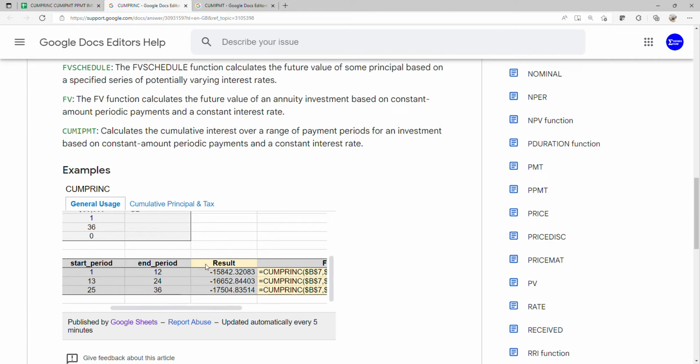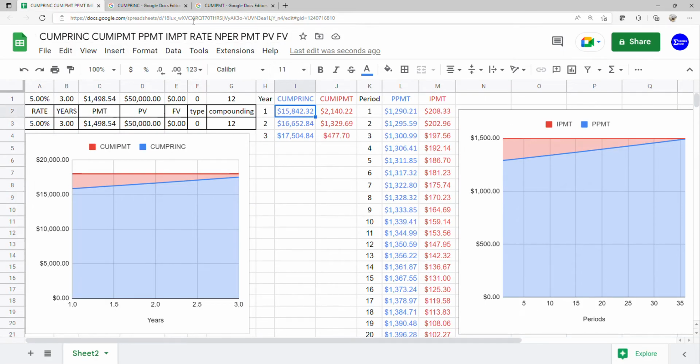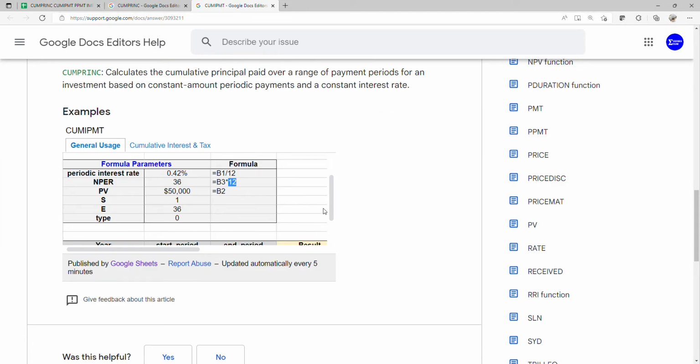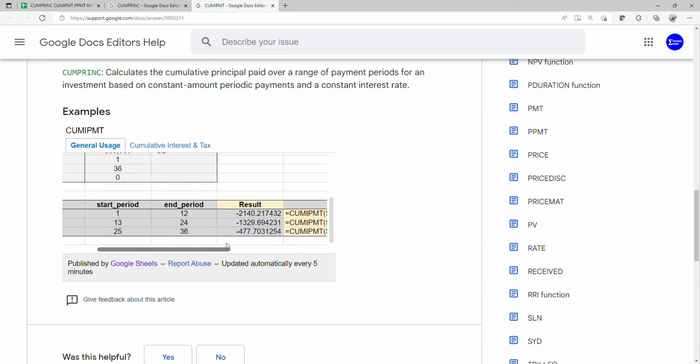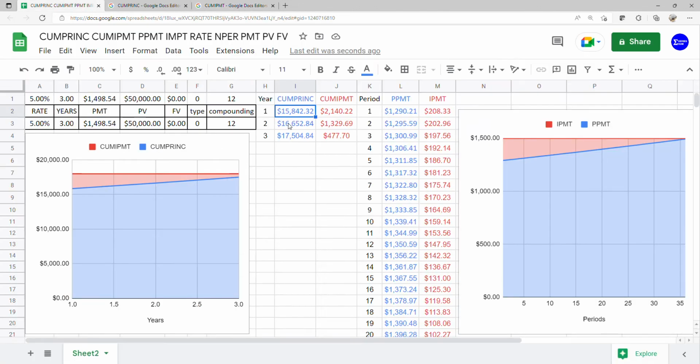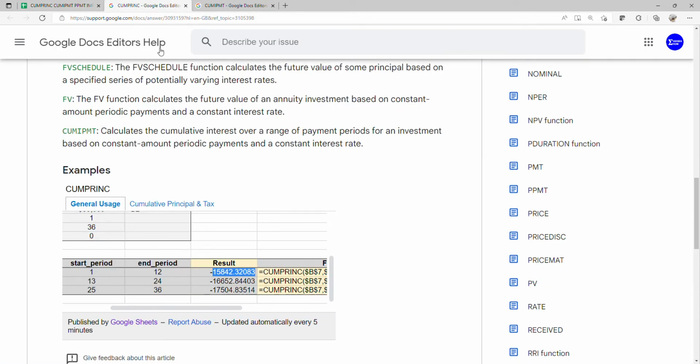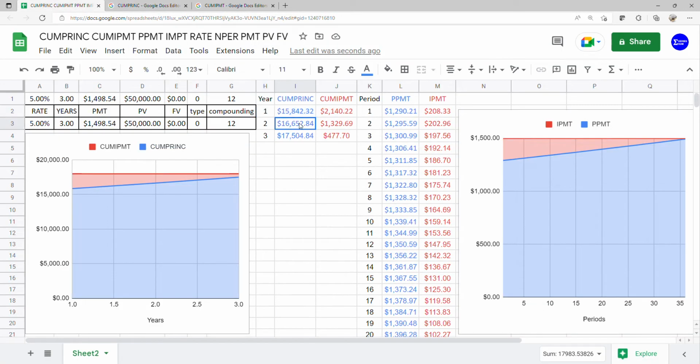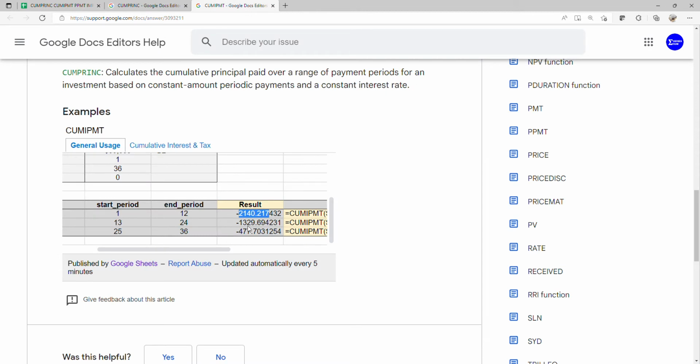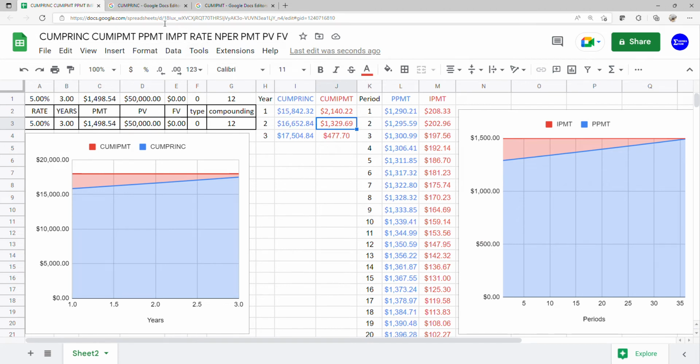Under the principal, 15,842. For the interest, that's 2,140. That's on the first year. On the second year, under the principal, 16,652. For the interest, 1,329. On the third year, this is the third year.